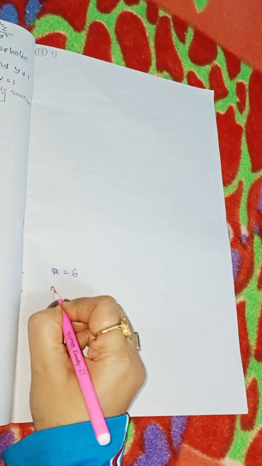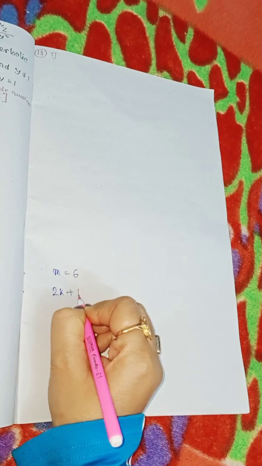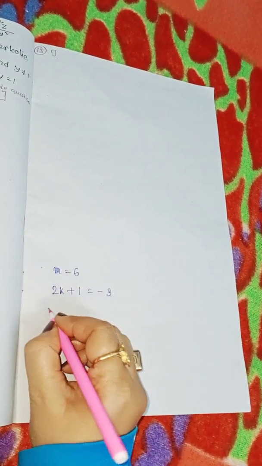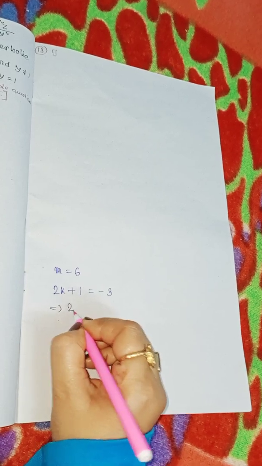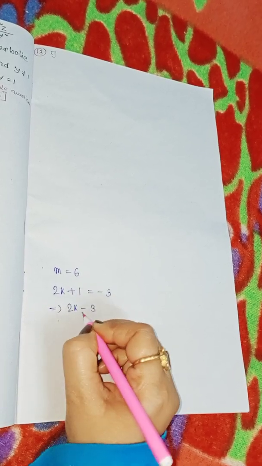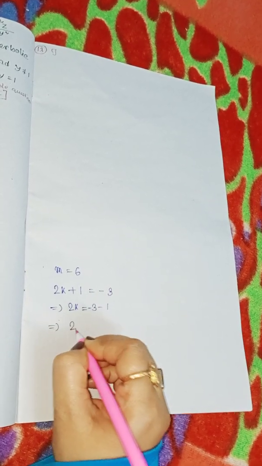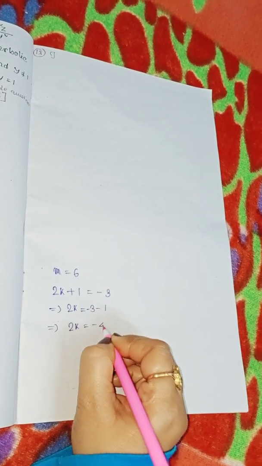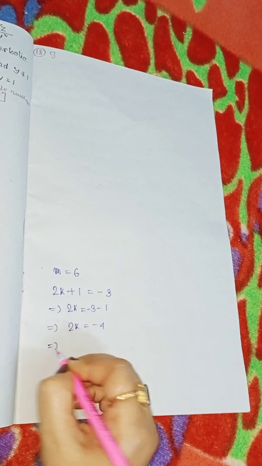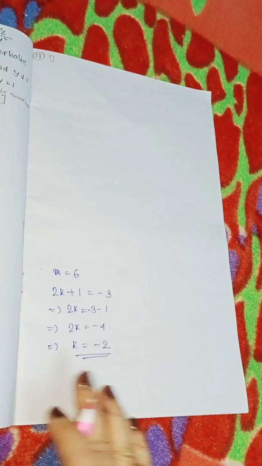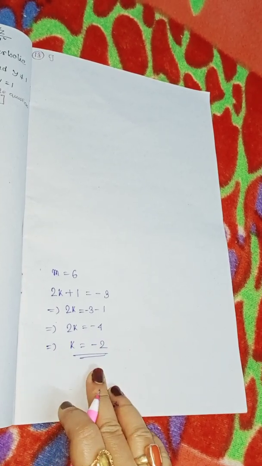Okay. So this one is 2k plus 1 is equals to minus of 3. Okay, so now this one becomes twice k plus 1 is equals to minus of 3, so twice k is equals to minus of 4. So k is equals to what? K is equals to minus of 2. So here we get k is equals to minus 2.